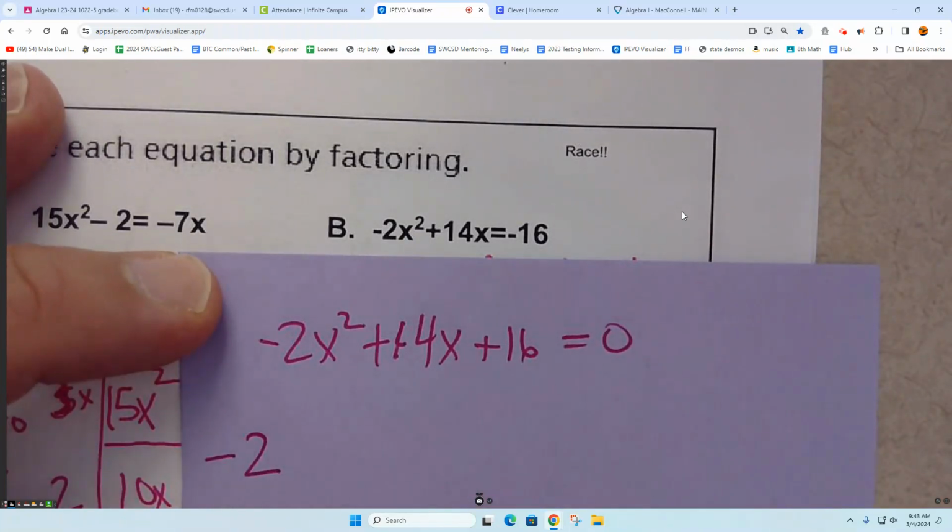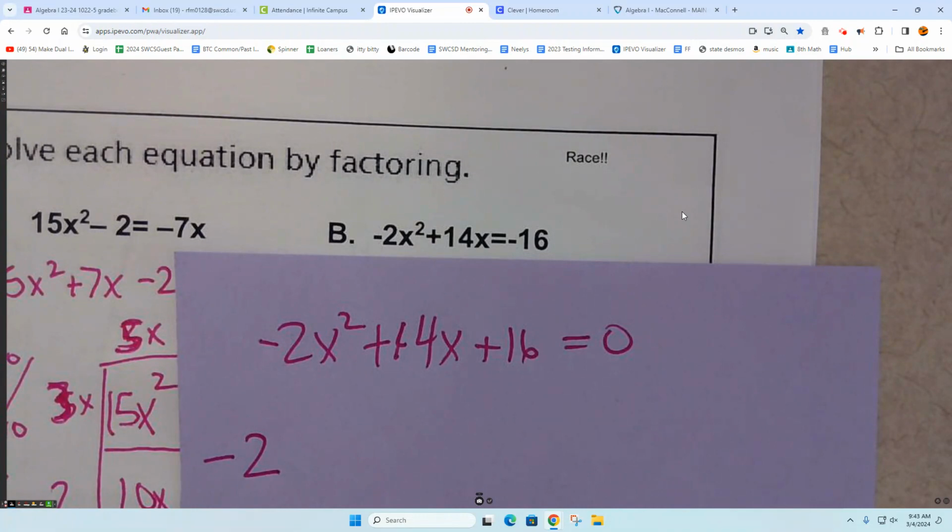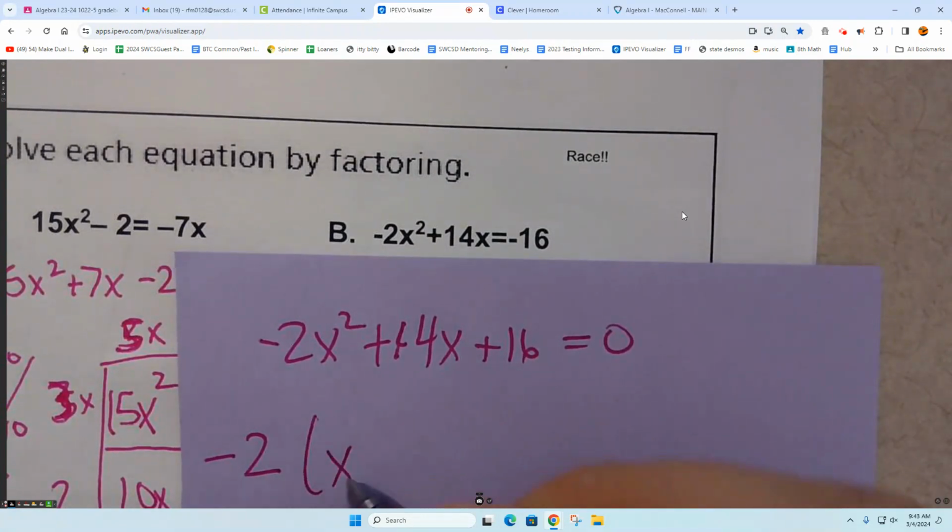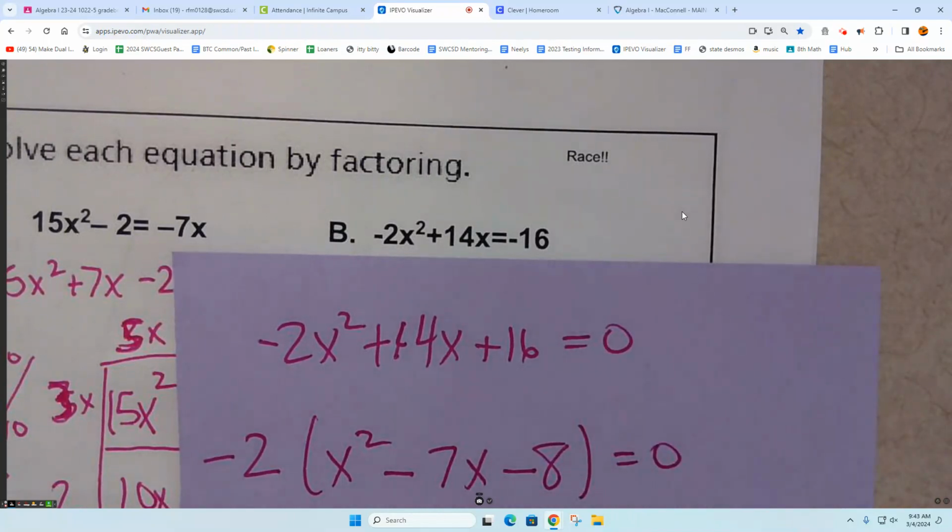I would have pulled out a -2, which would have given me x squared minus 7x minus 8. Okay, thank you. You're welcome.